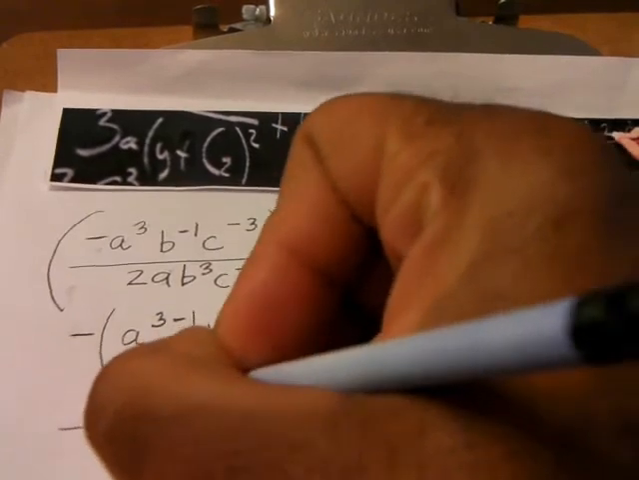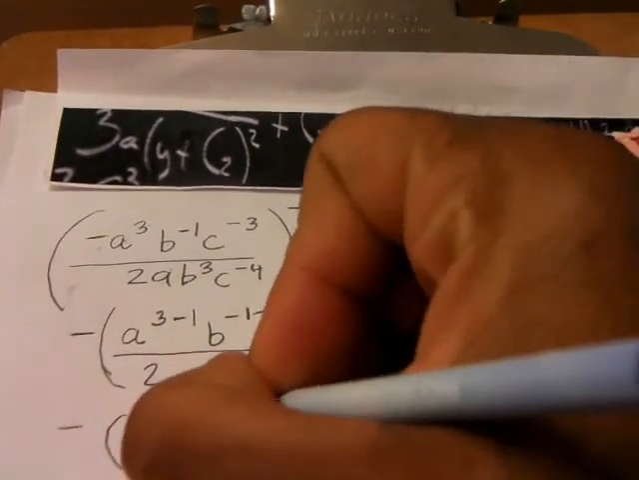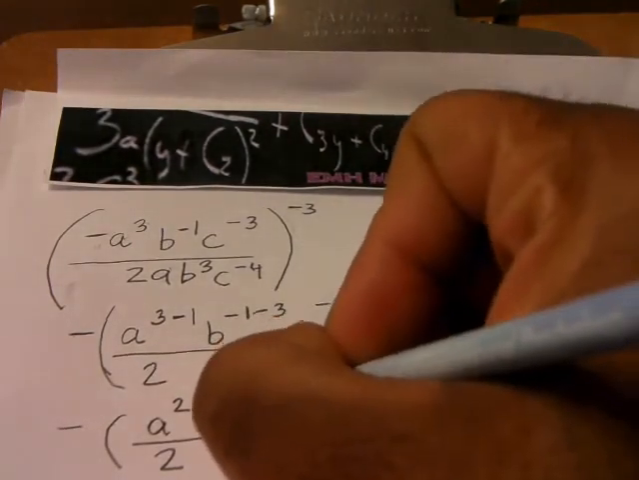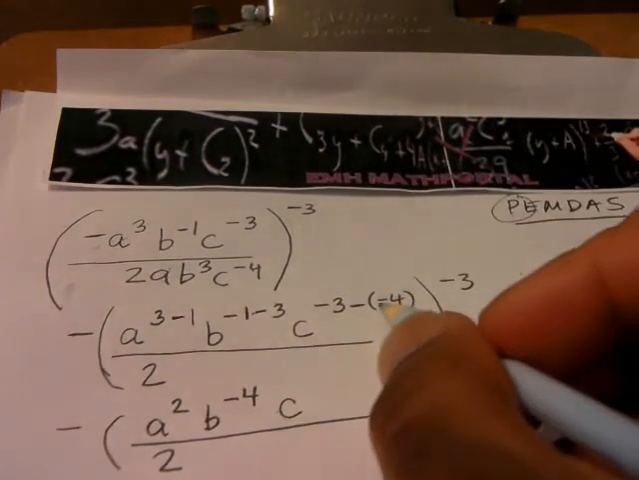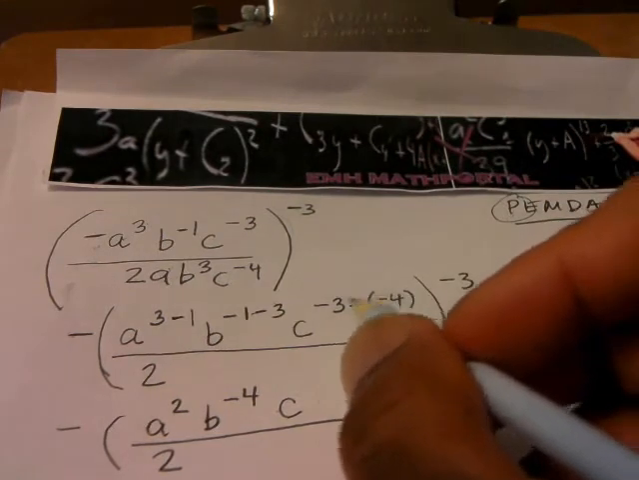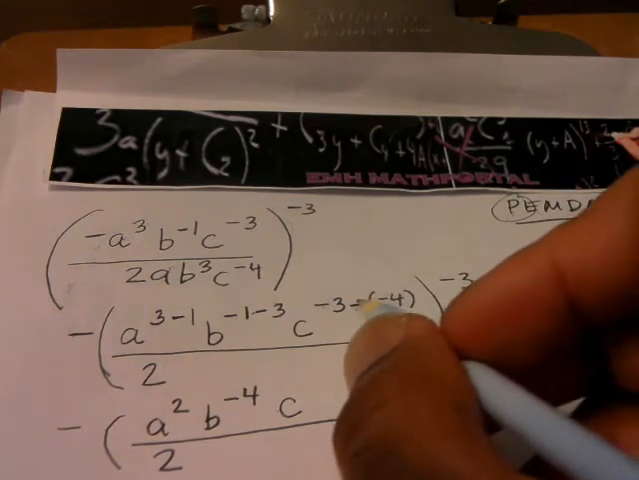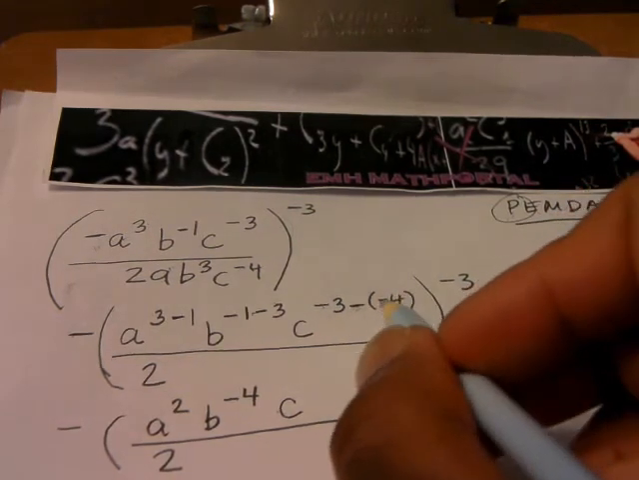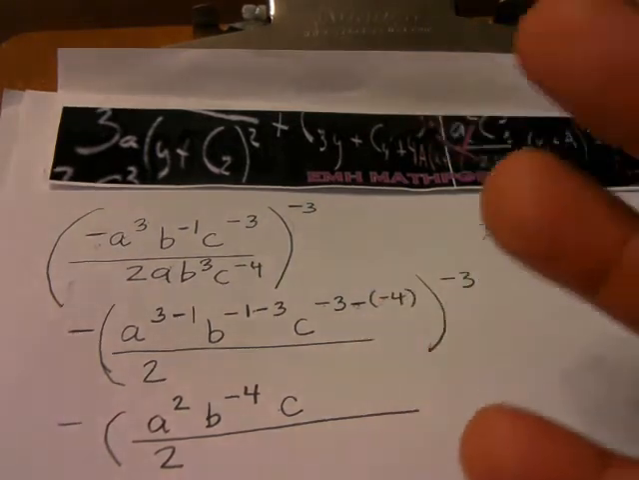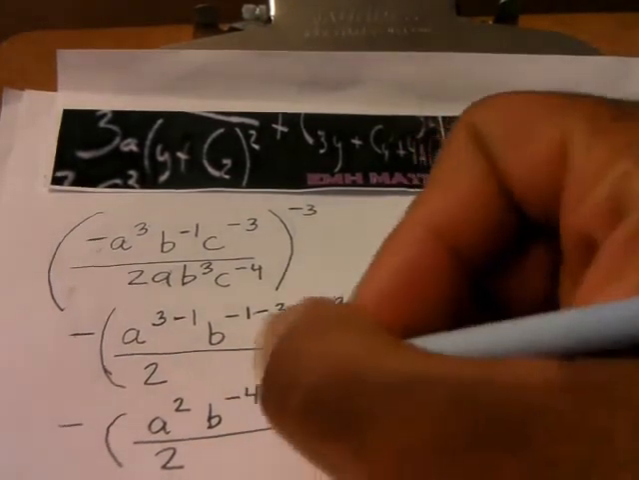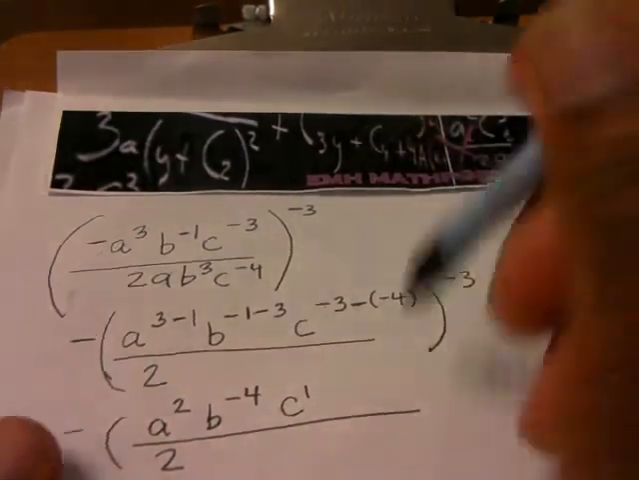So we have A to the second power, B to the negative 4, and C, a positive. And negative 3 minus a negative 4. So we have this negative 4 and this negative. When you multiply a negative, it becomes a positive. So it becomes a positive 4. Negative 3 plus a positive 4 will give you 1. And later, you don't have to put the 1, but it just shows you.